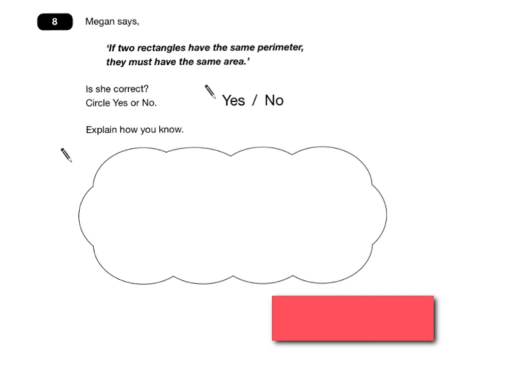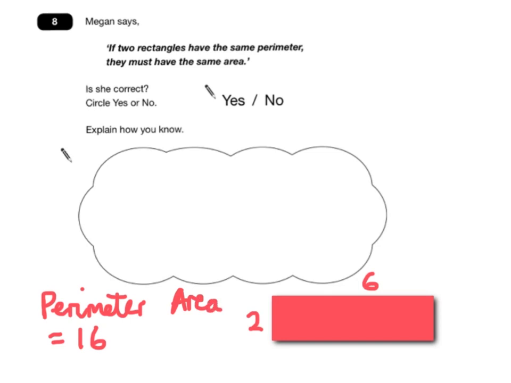Let's try this again. Here's a rectangle. It has a height of 2 and a width of 6. So its perimeter is going to be 2 times 6, which is 12, plus 2 times 2, which is 4. So its perimeter is 16 centimetres, or 16 units. Its area is going to be 6 times 2, which is 12 centimetres squared.